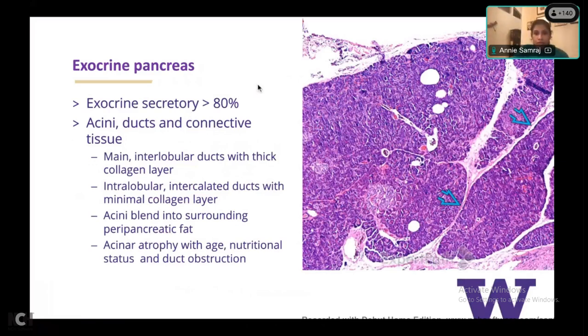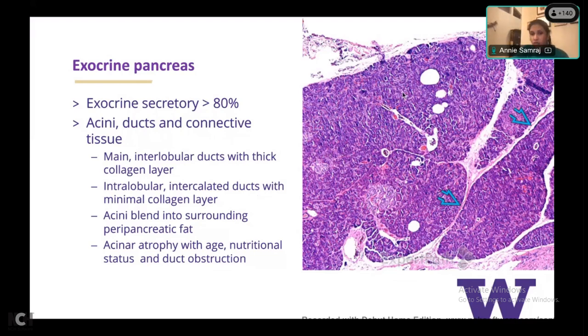So the pancreas is both an exocrine and an endocrine organ. The exocrine component is the majority of the gland. It comprises about 80% of the gland, and it is a tubulo-alveolar gland. So we have acini that produce the pancreatic enzymes. We have the duct system that carries the secretions and dumps them into the duodenum. And then we have the supporting mesenchyme or the connective tissue.